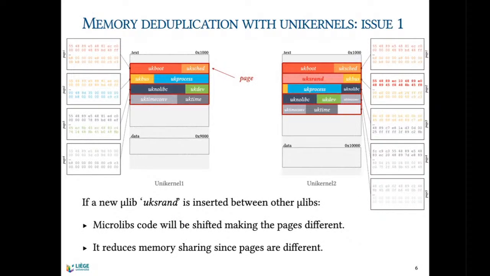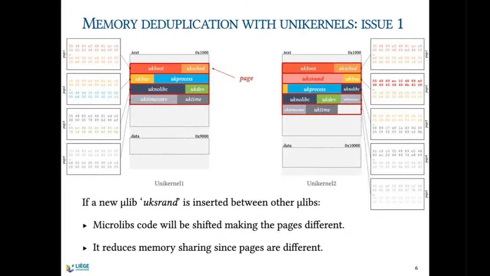Now if we consider the memory representation, we can see that the text section, which contains the instructions, is divided into several pages, represented in this diagram by red boxes. Each microlib can either be contained within the same page or be divided into several pages. For instance, in the first unikernel, UK timeconf is contained within one page, and in the second instance, it is contained within two pages.